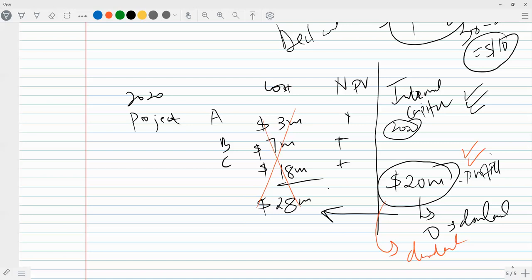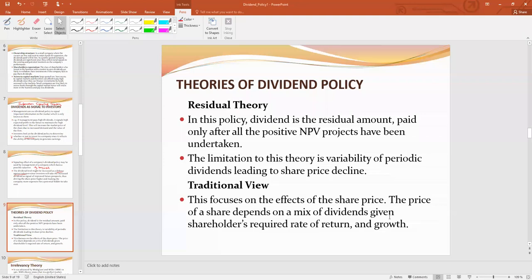You pay the dividend once you are able to take care of the investment need of the project. What is the investment capital required? Can we afford it? Do we have the capital to be able to pay the dividend? Before you pay the dividend, you have to consider how much capital we invest in those projects. You only pay the dividend based on what is remaining, the remainder. That's on the residual theory.